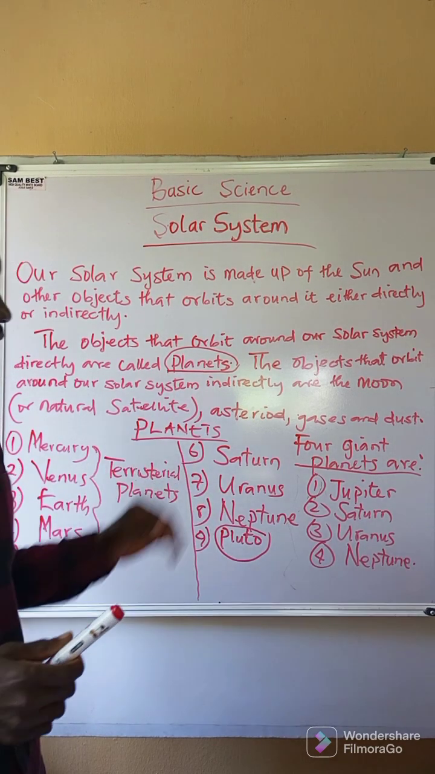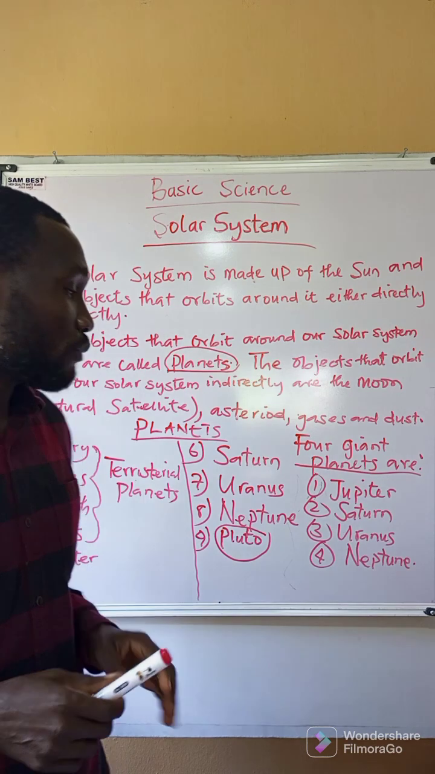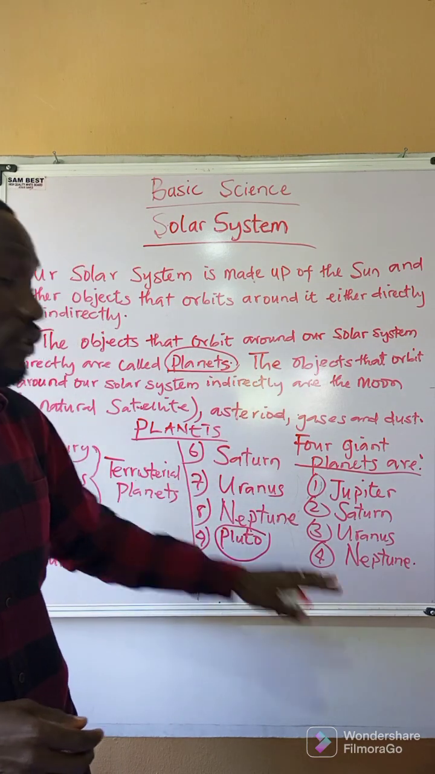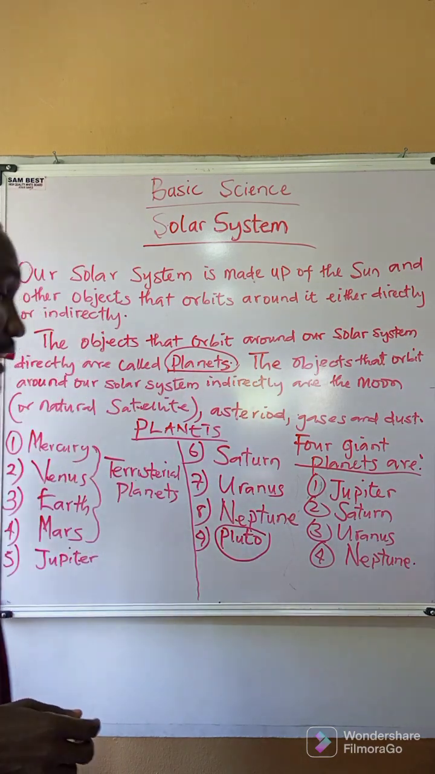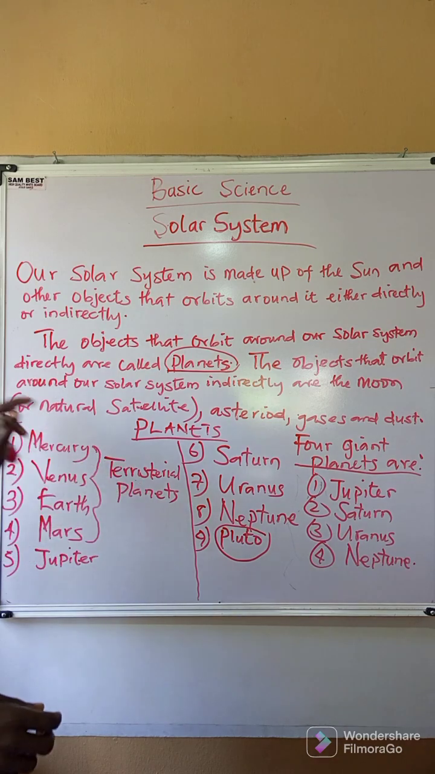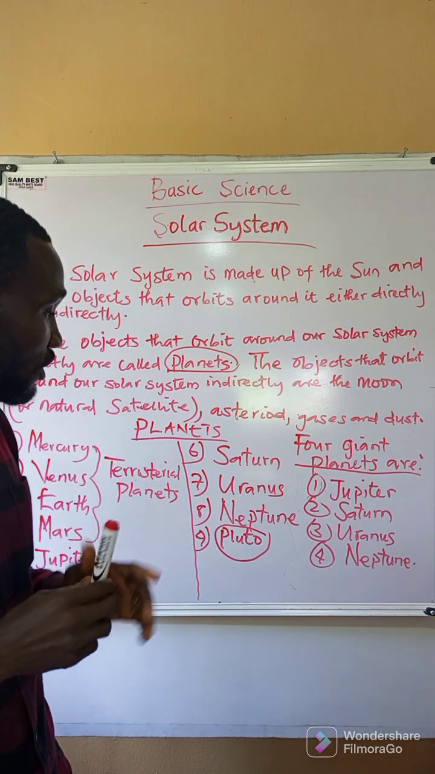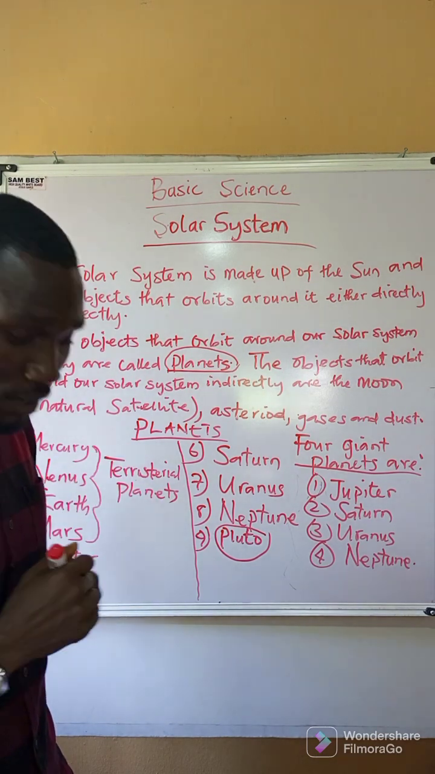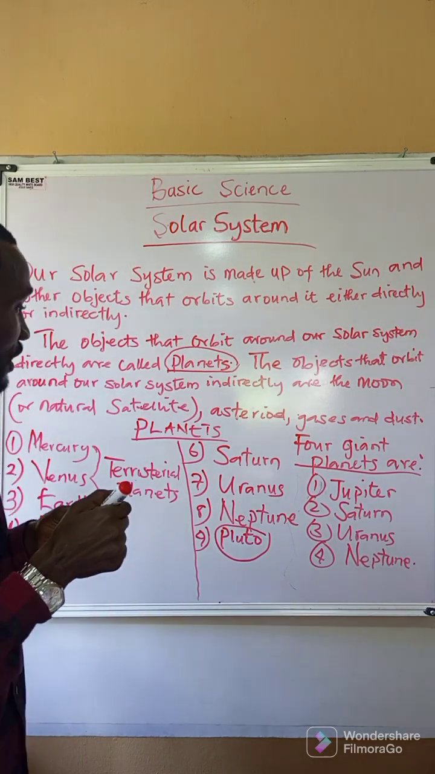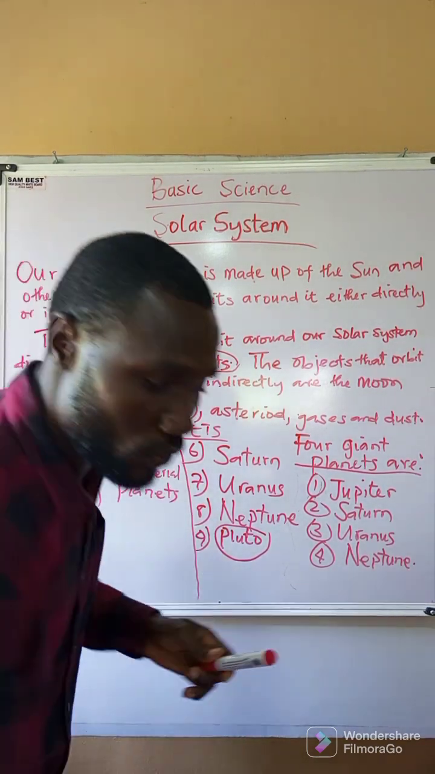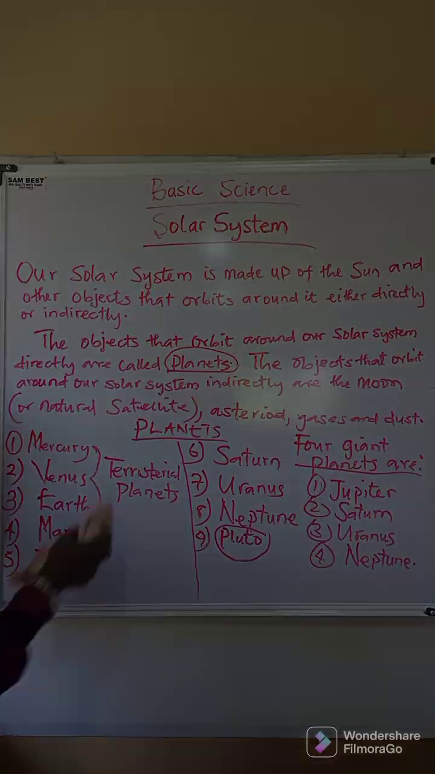The giant planets are Jupiter, Saturn, Uranus, and Neptune. And the terrestrial planets, like I said, are Mercury, Venus, Earth, and Mars. Please take cognizance of this. It's very, very important. But I will leave you with a little homework.